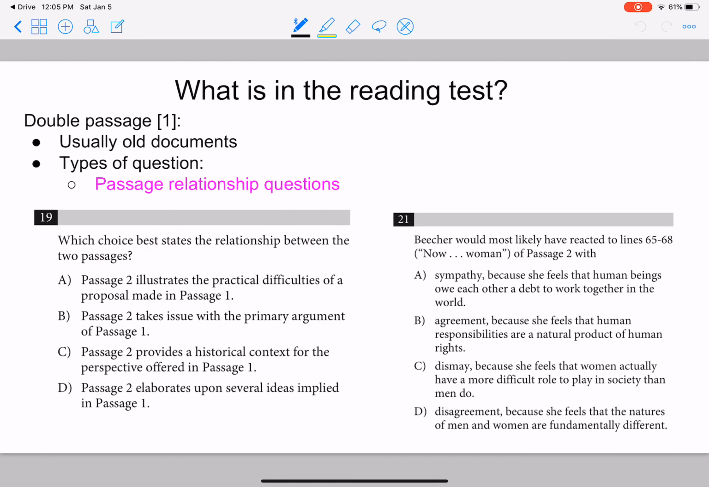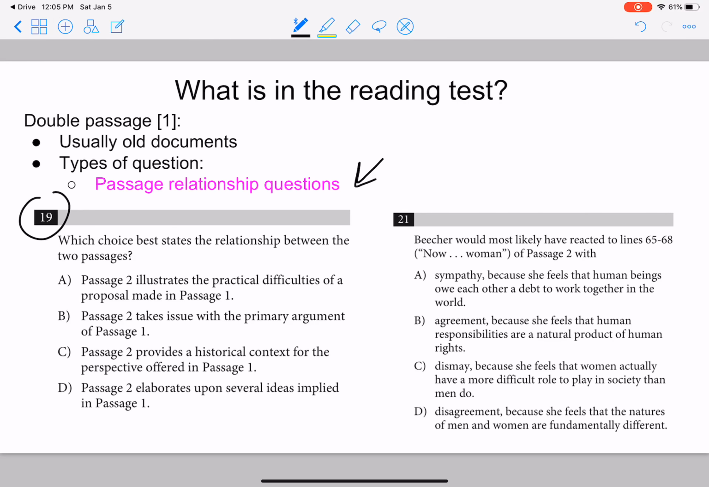Then in the double passage, it has its own unique questions, and I call them passage relationship questions because they are questions where you're going to be tested on the relationship between the passages. Like, are they going against each other? Are they supporting what the other one is saying? How would this author react to what the other author is saying? Questions like that. So 19 is an example.